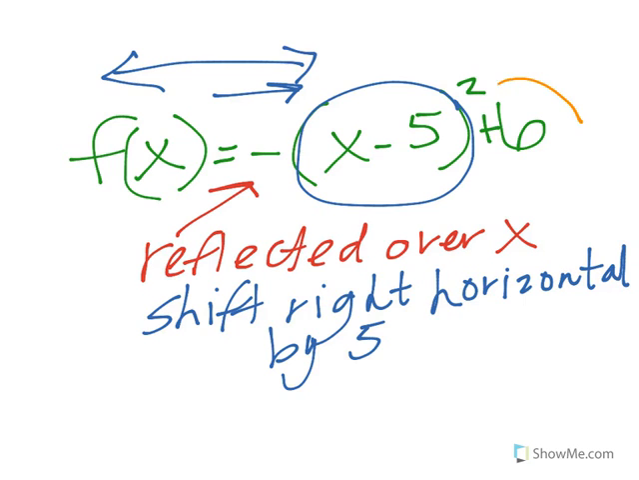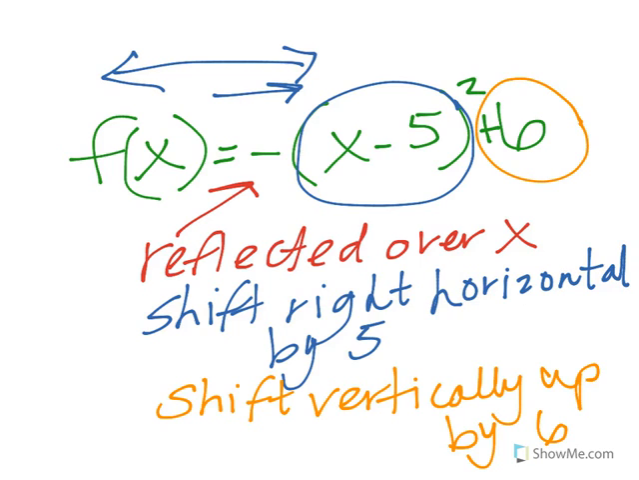Next we're going to talk about the vertical shift. The vertical shift is always at the end, and this is always true. It's not the opposite of what you think. So you're going to shift vertically up by 6. Each piece of the equation tells us whether it's reflected over x or if it's just normal, if it's shifted horizontally, and then if it's shifted vertically.